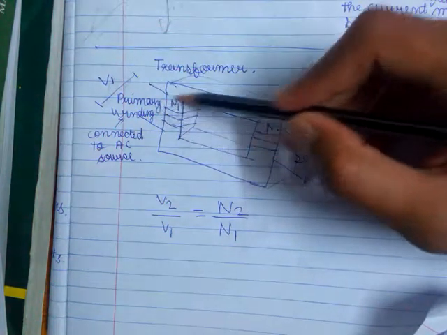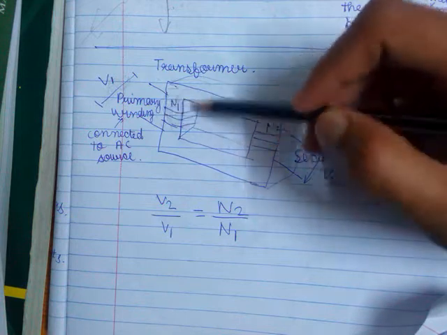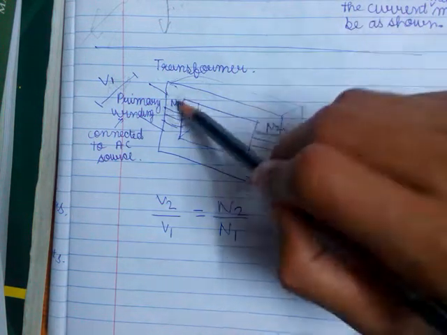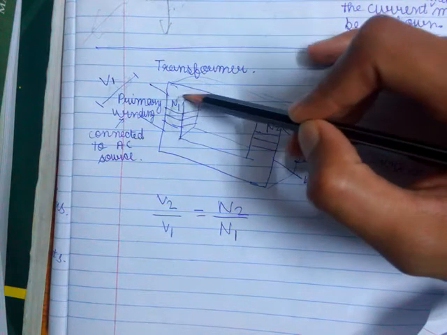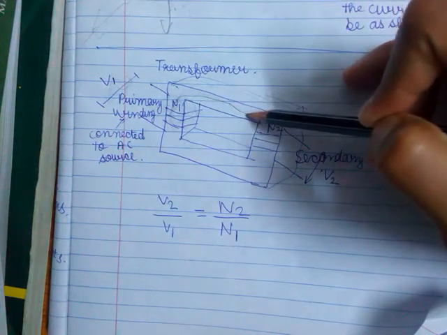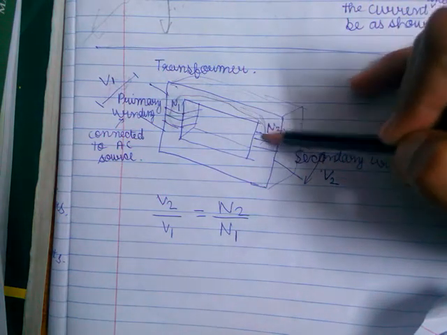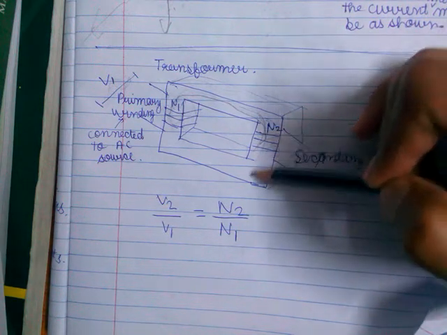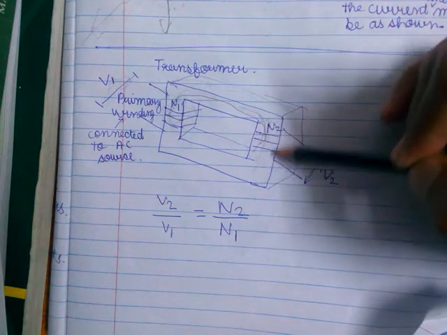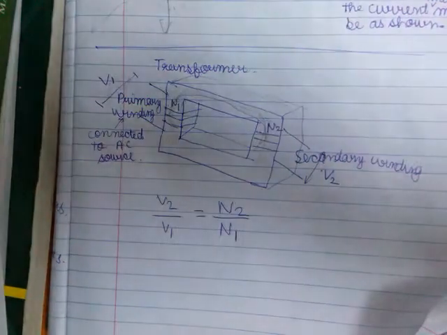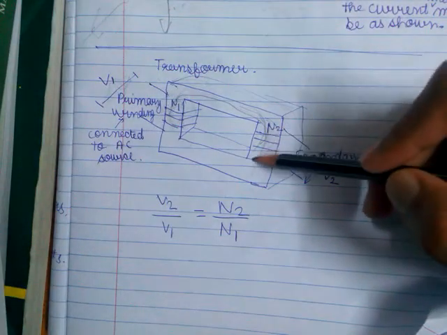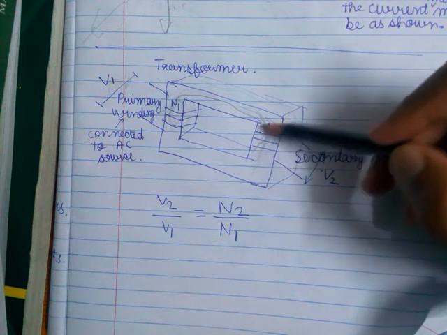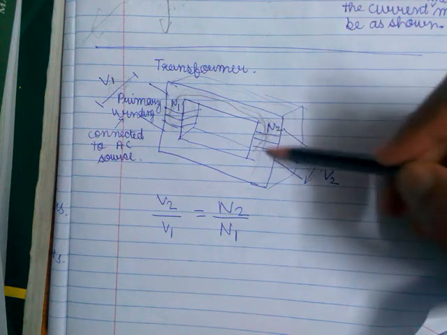So briefly, a change in magnetic flux is caused here. This will induce currents in this path, and these changing currents across this secondary winding will cause changing flux in this winding.